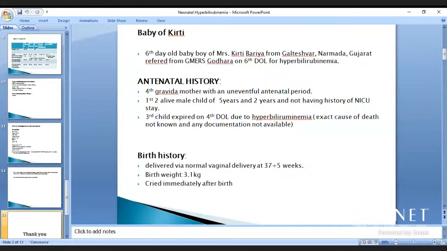Any other difference in term and preterm jaundice? Preterm with jaundice tend to have more risk for encephalopathy, or neurological manifestation. And why so? Why are they at more risk?